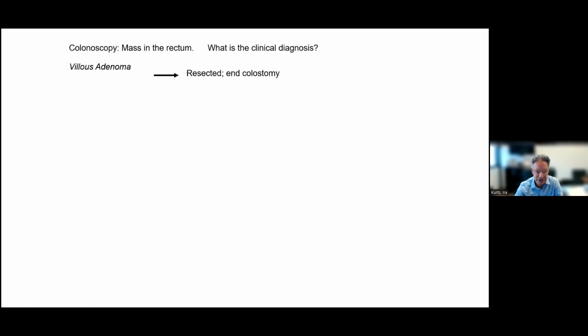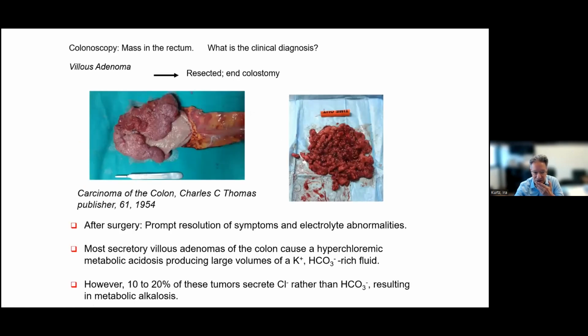Colonoscopy was done, and a villous adenoma was found, and it was resected. Patient received an end colonoscopy. It's actually something that was first published in 1954. You might have heard of the term villous adenoma. After the surgery, this is shown here what it looked like. After the surgery, all the symptoms resolved.